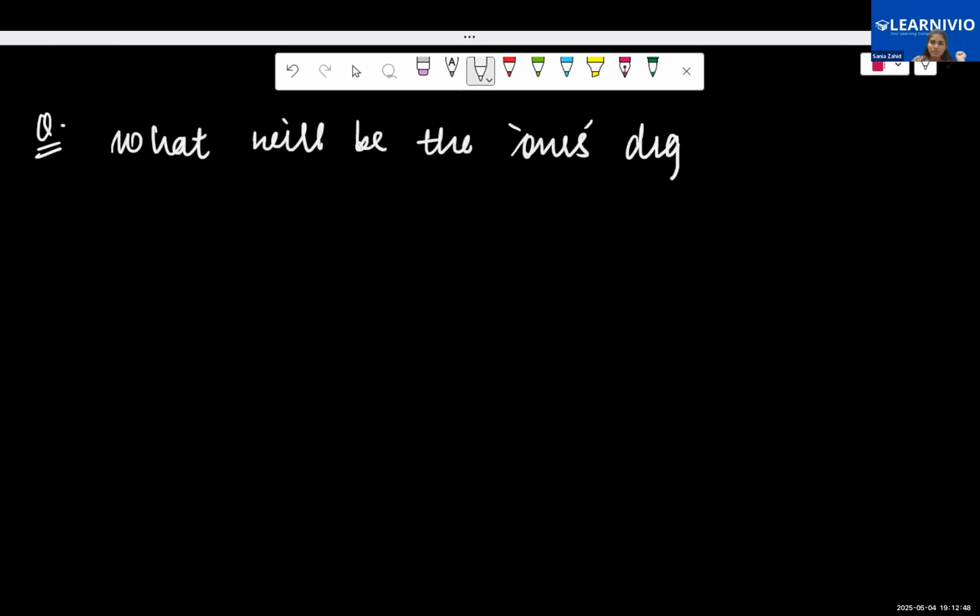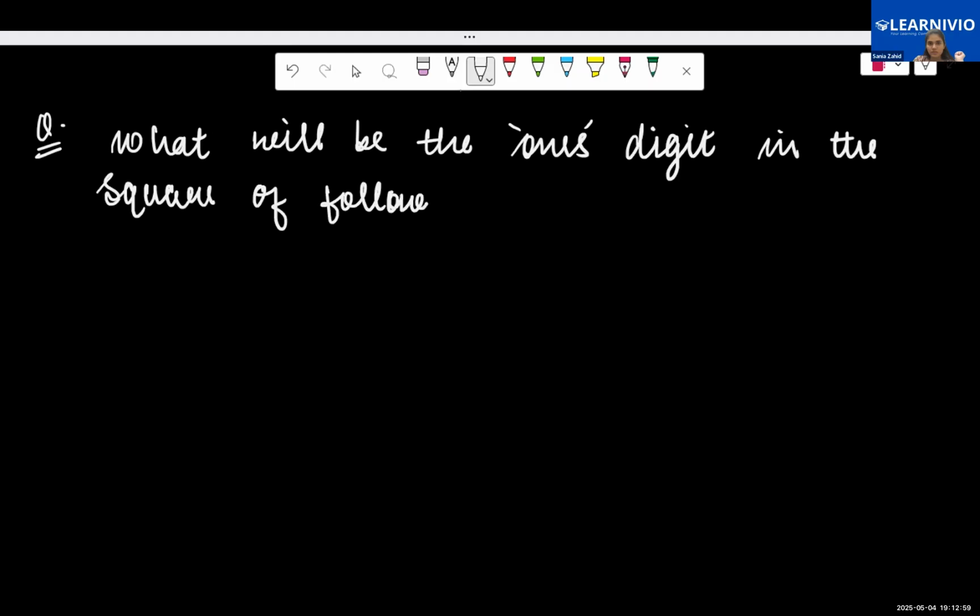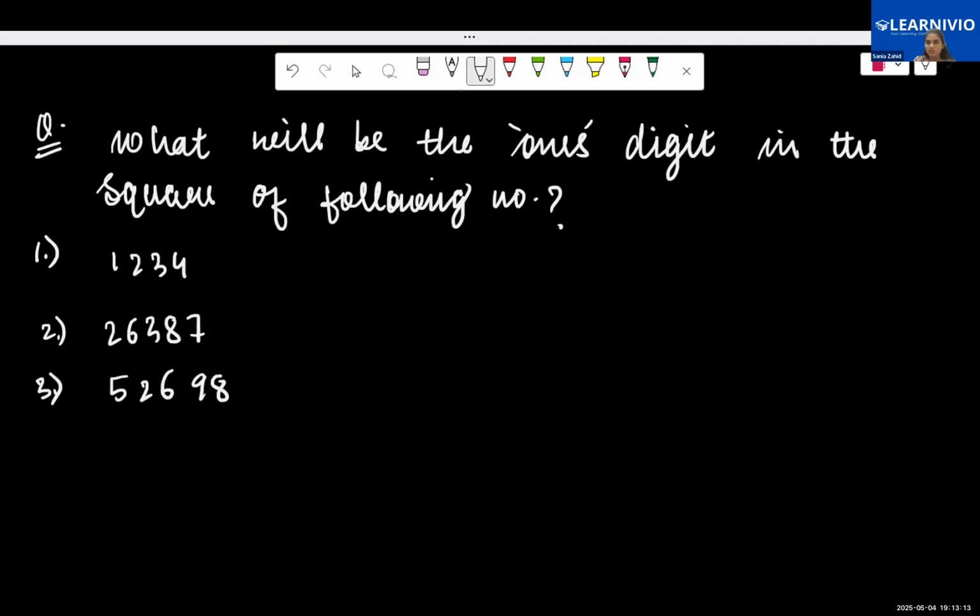Next is, what will be the ones digit in the square of following numbers? Okay, the first is 1234, then 263, 875, 2698. So please solve for this. I'm just coming in a while.